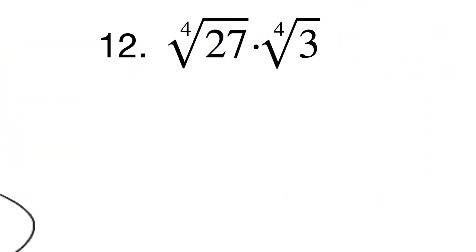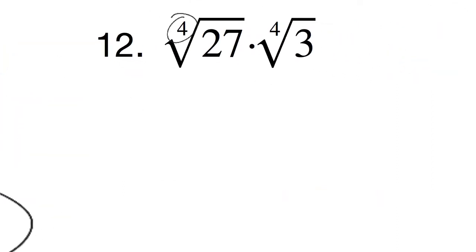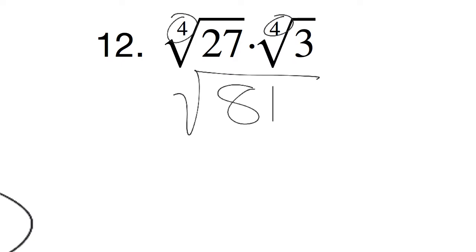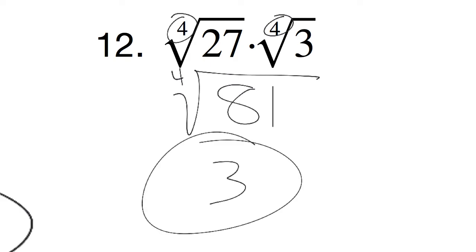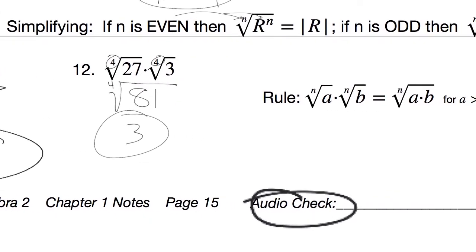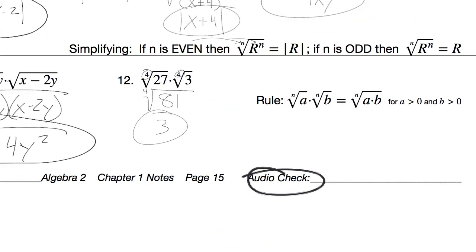Here, since the 4 is the same, we can say that this is going to be 27 times 3, which is 81 to the 4th. Now, what number times itself 4 times is going to be 81? That will be 3. 3 times 3 times 3 times 3 is 81. Next page.